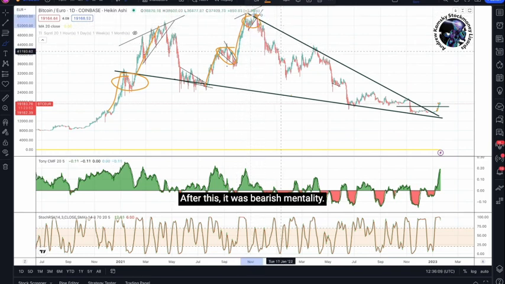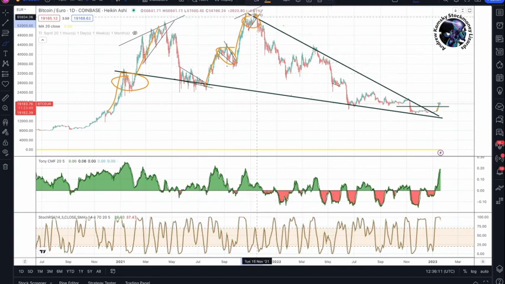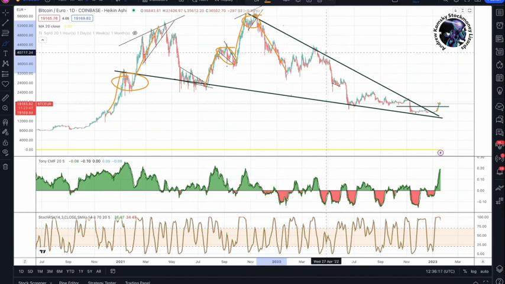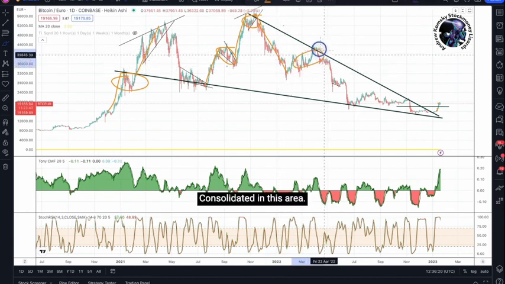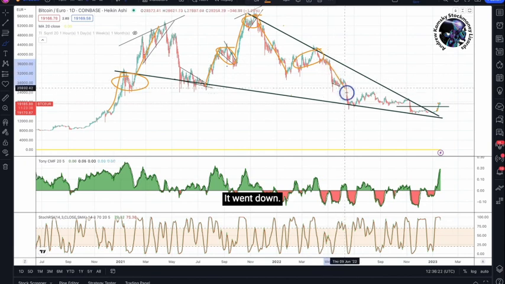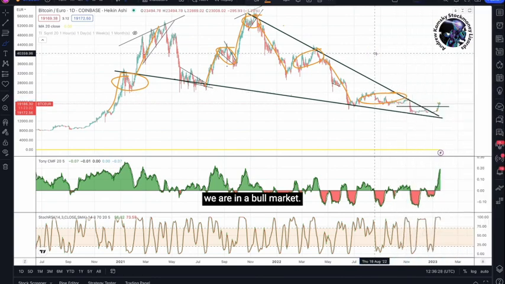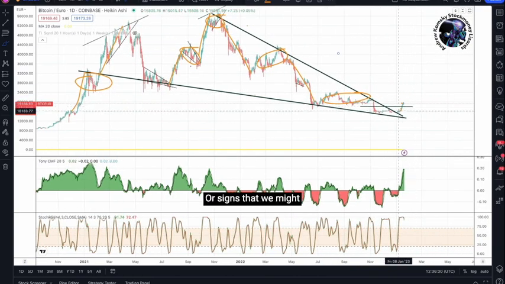After this, it was bearish mentality. But even to the downside, it went down, consolidated in this area. It went down, consolidated in this area.